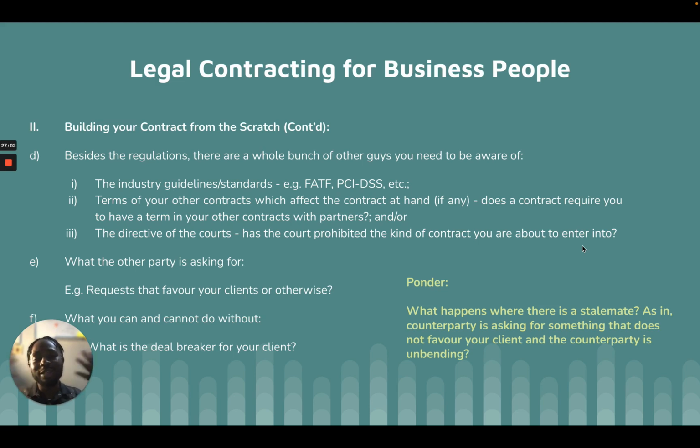Now, I want us to think about this. What happens when there is a stalemate? The counterparty is asking for something that doesn't favor your client, and the counterparty is unbending, doesn't intend to shift ground. What do you do? I'd like to have your thoughts. You can shoot me an email or send me a message somewhere, or just think about it and document it, and have a conversation with your friends. I'd like to know what you think about it. How do you deal with issues when there's a stalemate? The other party is unbending, doesn't want to sit down with you. What do you do?